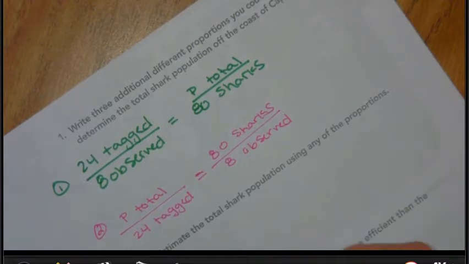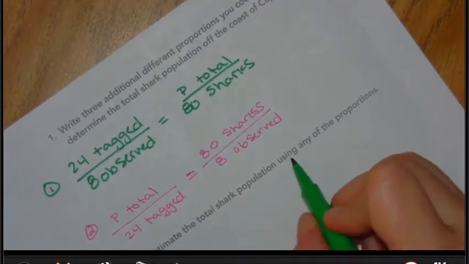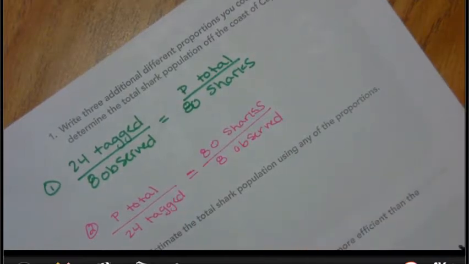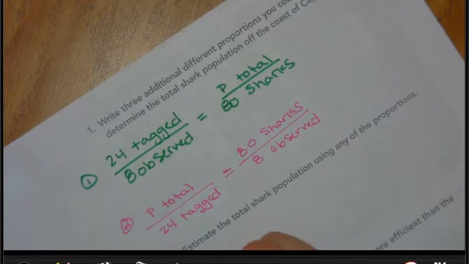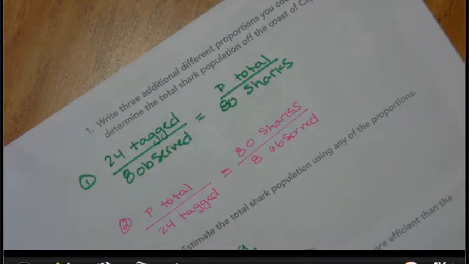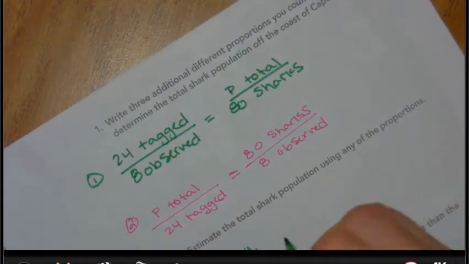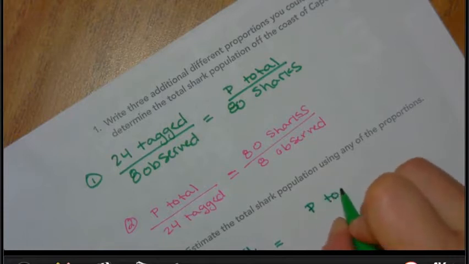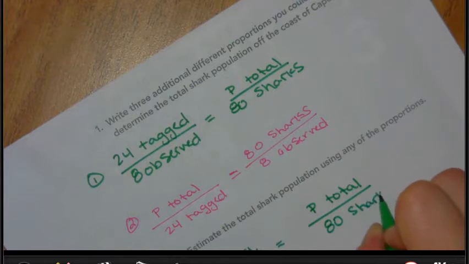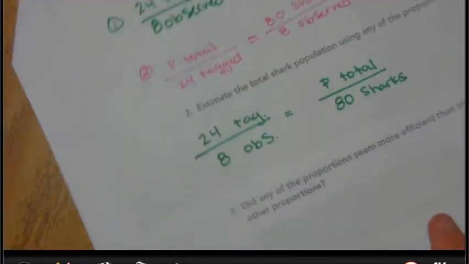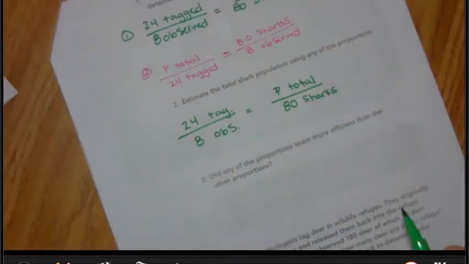Then it's asking us to estimate the total shark population using any of the proportions. Let's use number 1. I kind of like number 1; it looks pretty easy to me. So I'm going to have 24 tagged over 8 observed, abbreviated, is equal to P total over 80 sharks. Now you might ask, why did I choose this proportion over the others?